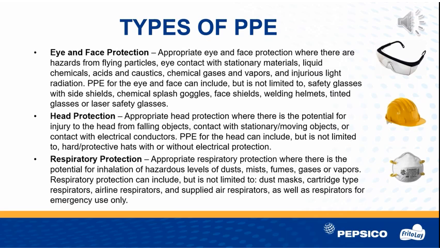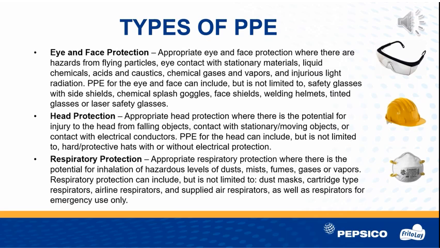Head protection. Appropriate head protection where there is a potential for injury to the head from falling objects, contact with stationary or moving objects, or contact with electrical conductors. PPE for the head can include, but is not limited to, hard, protective hats with or without electrical protection.